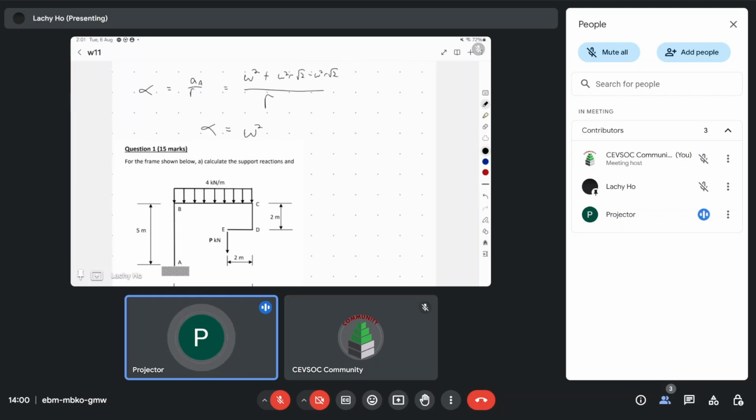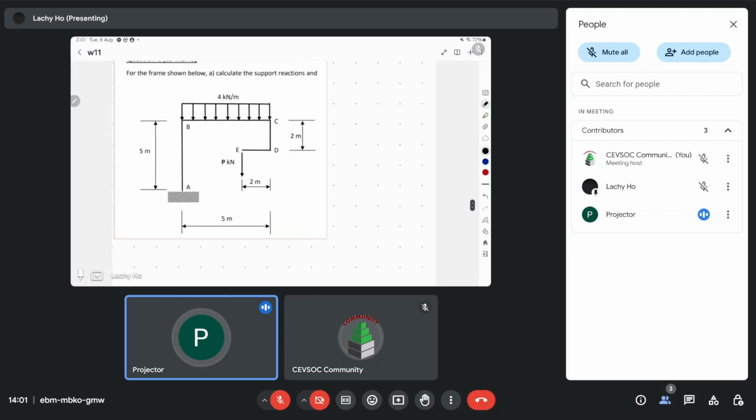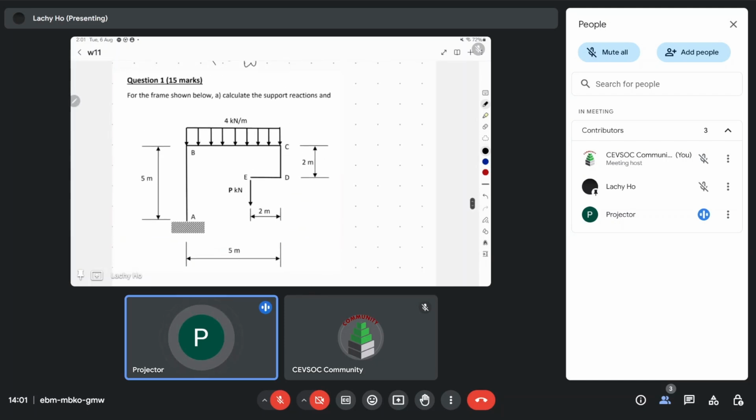Henry, do I have time to go through a frame? Okay. The last question I'm going to go through is this frame question here. This is from the 2021 final. If anyone wants to see it, take a copy of the question.